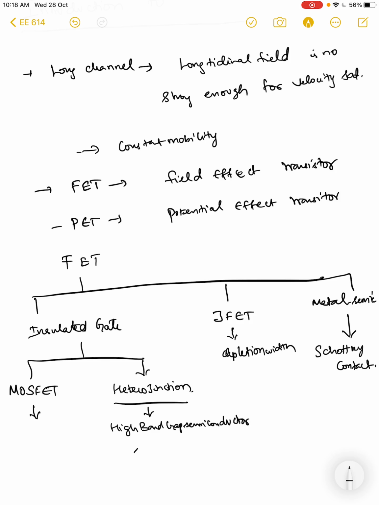For instance, it can be an AlGaN over GaN or AlGaAs over GaAs. All these are heterojunction field effect transistors, where the insulation is by a high band gap material. AlGaN is a high band gap material, AlGaAs is a high band gap material, and such.